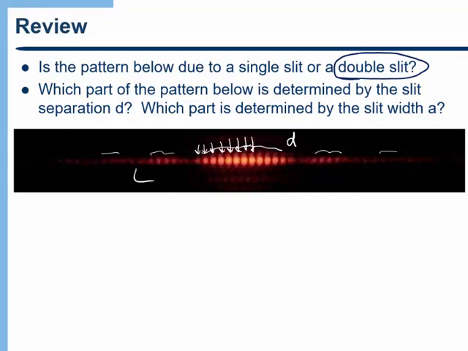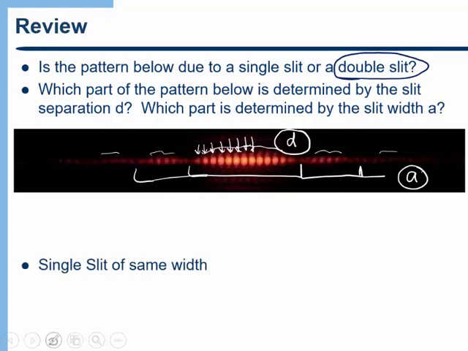These bigger dark gaps are due to the diffraction pattern. The diffraction pattern is determined by how wide each of the slits are. So the overall diffraction pattern is controlled by the slit width. The little dots, the interference pattern, are controlled by the slit separation.